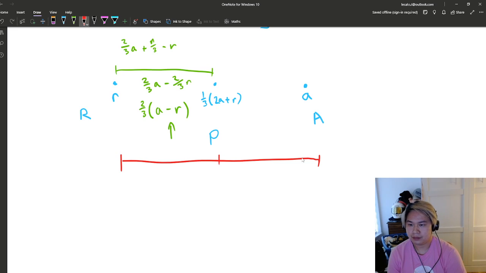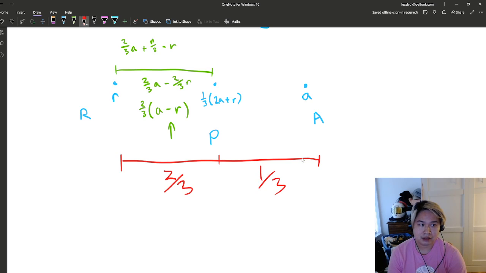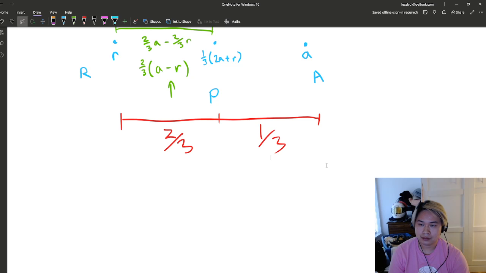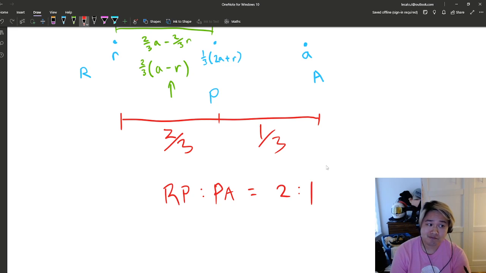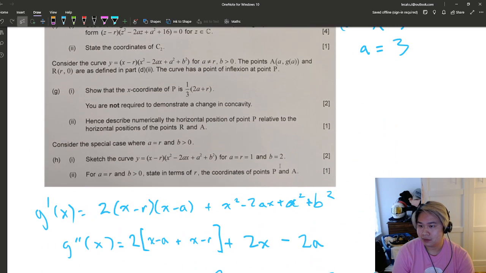Okay, so it's saying that from R, capital R, to P is 2/3 of the distance of R to A. And then P is obviously 1/3 of the distance from P to A, or from R to P. Okay, yeah. I don't know how they want you to say this, but you can say that RP to PA is 2:1, something like that.